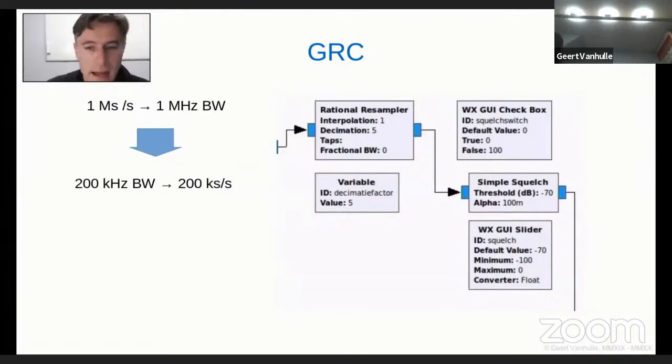Okay, and I have a GUI slider here where I can set the squelch level again, and I have a checkbox that I can add to my flow graph to switch my squelch on and off. So you see, it's a real graphical way. I can just put blocks in my flow graph and create my receiver with buttons and switches just the way I like.